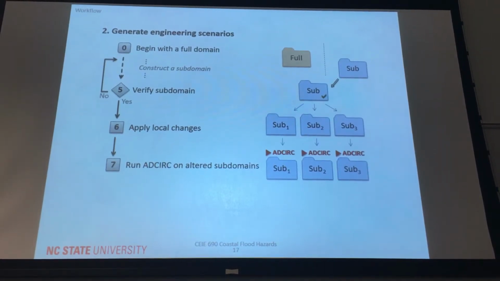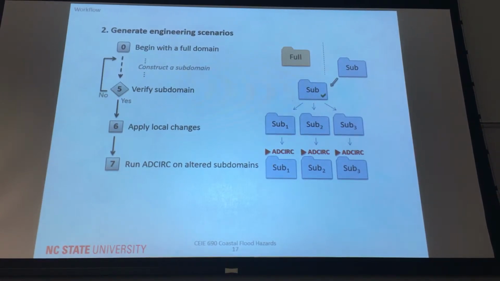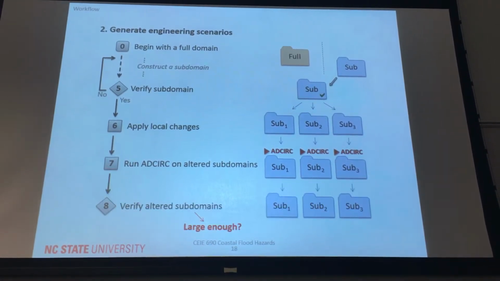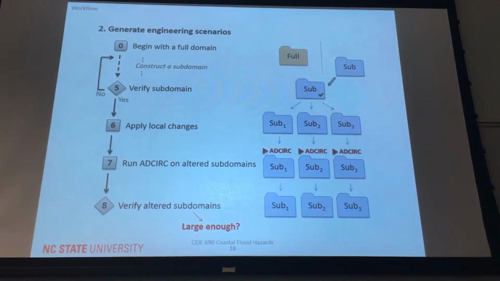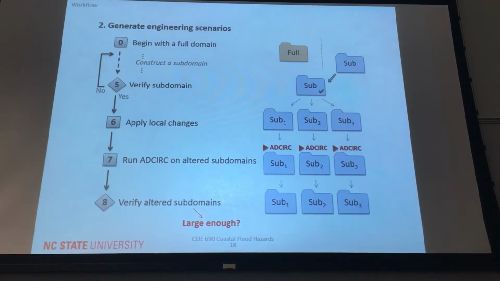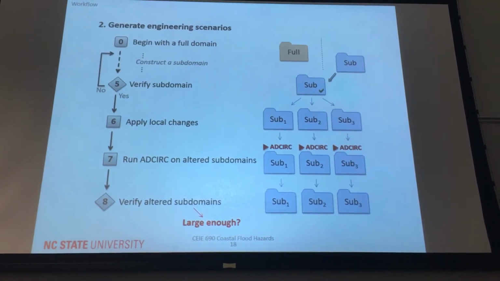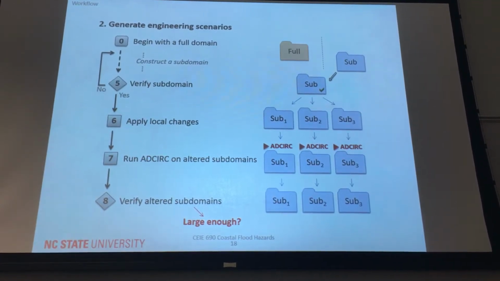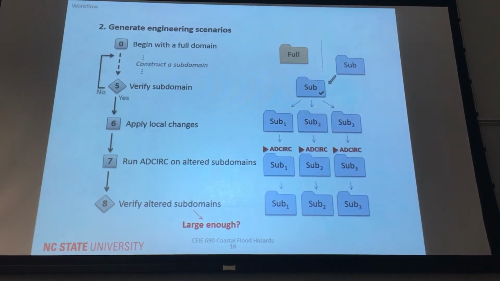And then you can run on as many new subdomains as you want, applying as many levee failures as you want or whatever other thing. Okay. Yeah. What this step 8 is saying is, are you seeing any results propagating to the edge of your subdomains? Because if you are, that's bad. You're not getting accurate results if your changes are propagating to the edge.